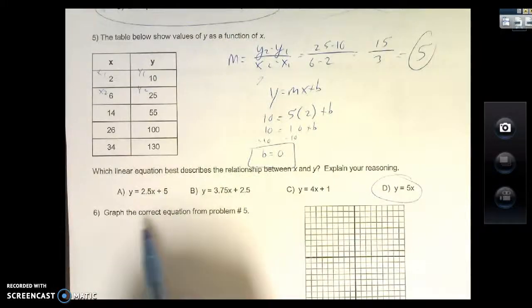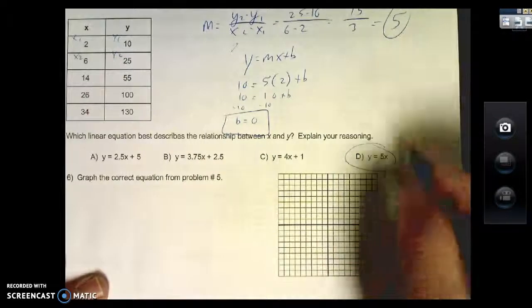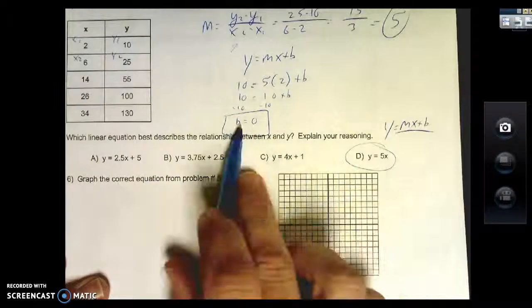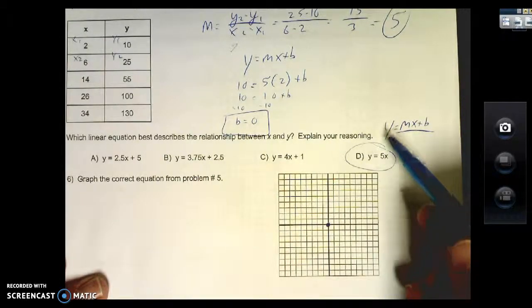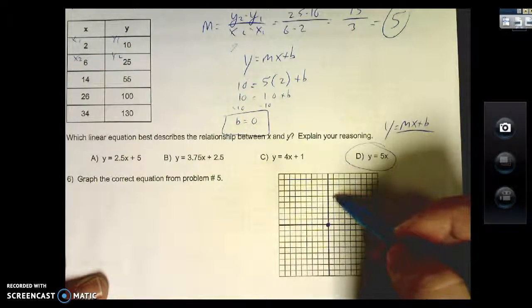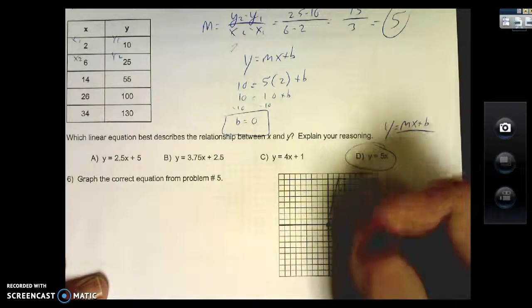Lastly, it says graph the correct equation from problem number 5. So I'm graphing y equals 5x. Ladies and gentlemen, what's my y-intercept? My b? Oh, we just solved for it, 0. So I'm going to go to 0 and plot a point. My slope is 5. I go up 5 and go over 1. Have 2 points plotted. We'll travel.